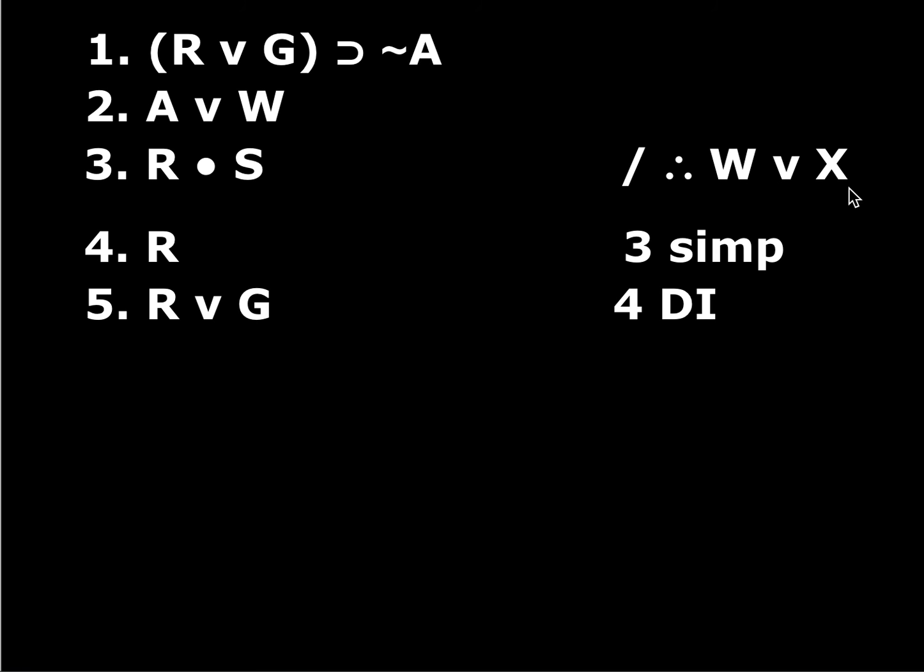Okay, first up, I'm going to simplify R. Then I'm going to get R or G by DI. Now 5, DI on line 4. Line 5 is the antecedent of the conditional on line 1, so I can do modus ponens on 5 and 1 to get the consequent, not A.